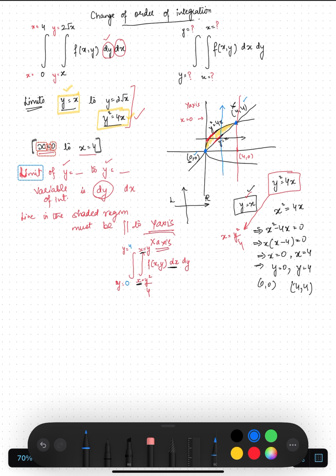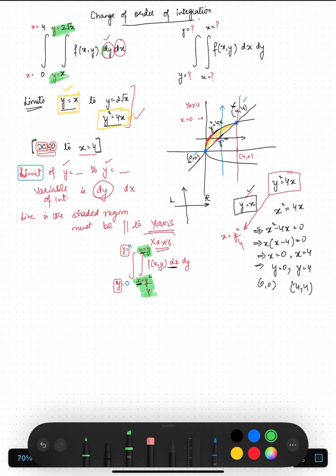So this is the whole concept of change of order of integration, in which we need to take care of the uniformity, the shaded region, and also the direction from which we need to enter. As you can see in the answer, my inner limit earlier was y equal to x to y equal to 2 root x. Now my inner limits are in the form of x, from x equal to y square upon 4 to x equal to y.